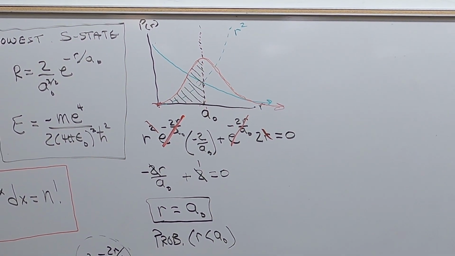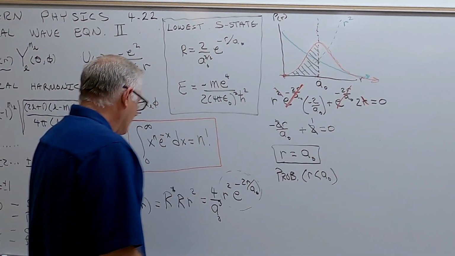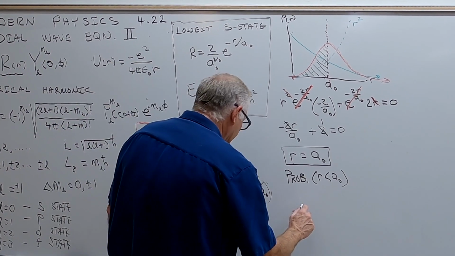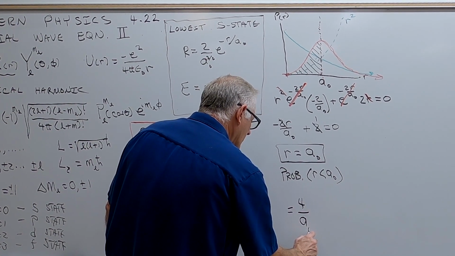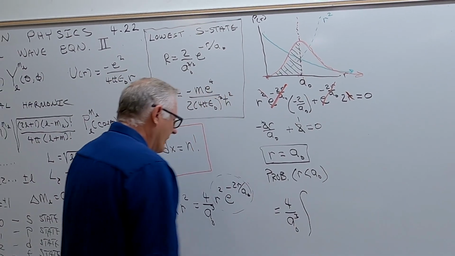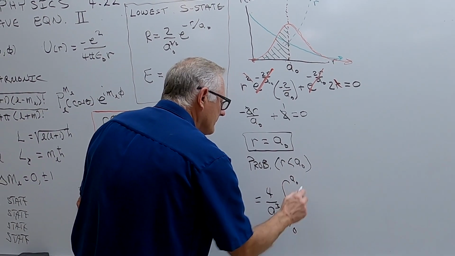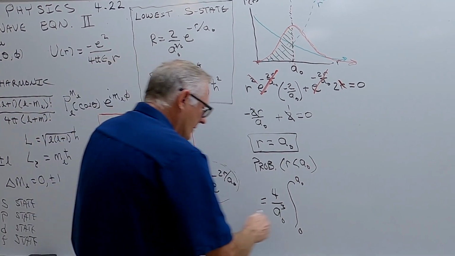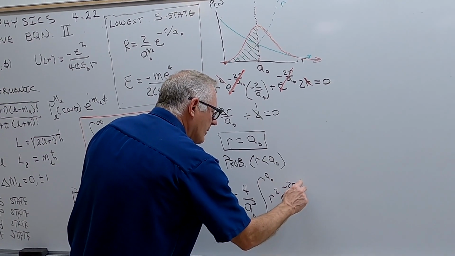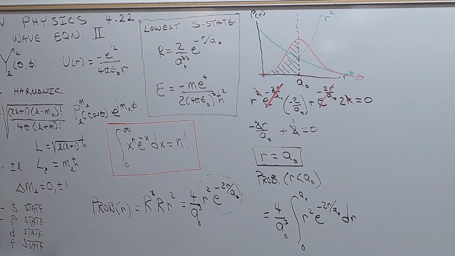Well, if we wanted to solve for that area, I guess we could just integrate this from 0 to a naught. So if we just integrate this, I'll pull out the 4 over a naught cubed. And then we only want to integrate from 0 to a naught of r squared e to the minus 2r over a naught dr. That would give me the probability.